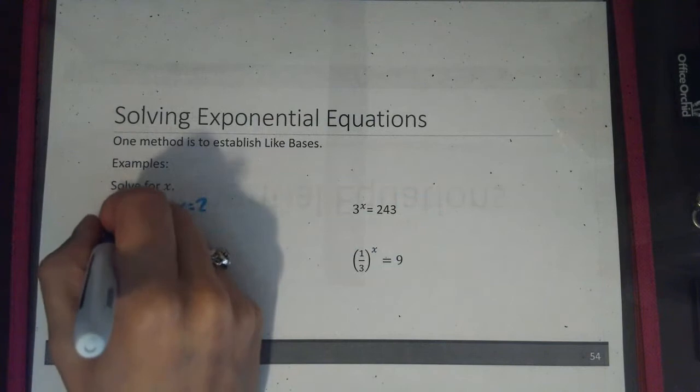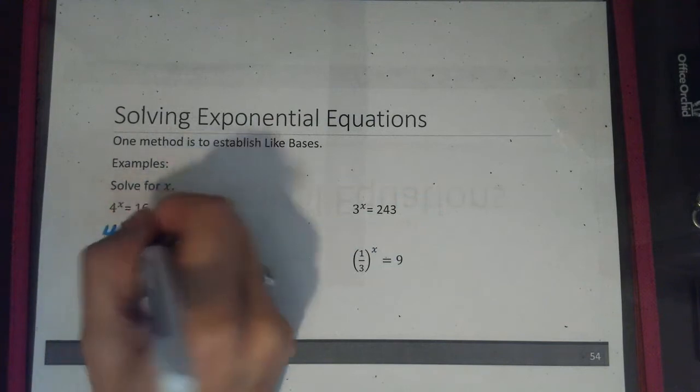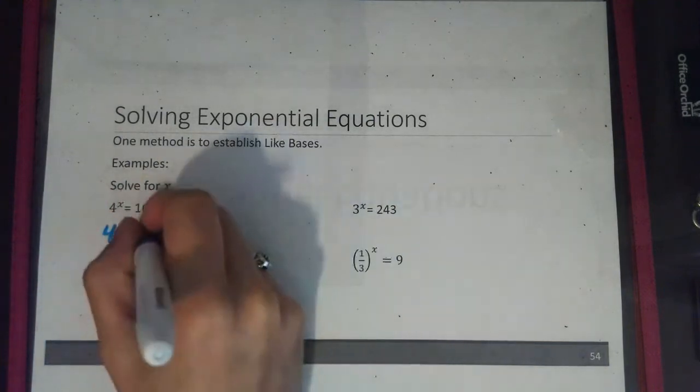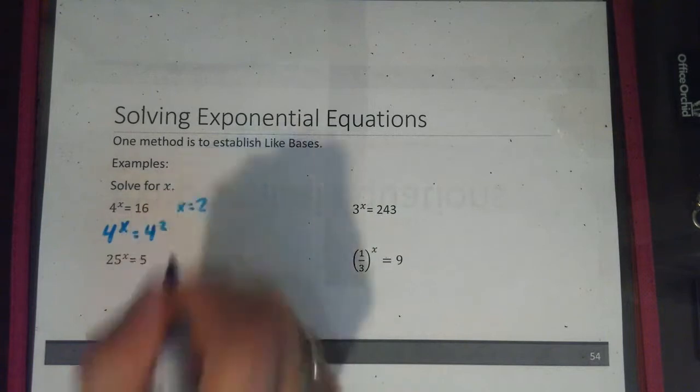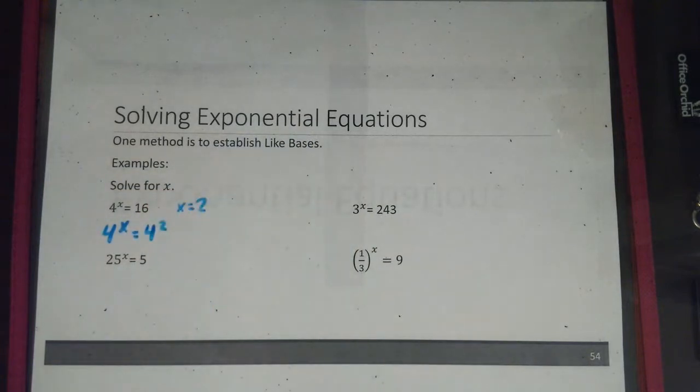4 to the x power, I'm going to leave that alone. I know that 16 is 4 squared. So now they have the same base, they're both base 4. So since they have the same base and they're equal, their exponents must be equal. So that's one place where we can get x equals 2.